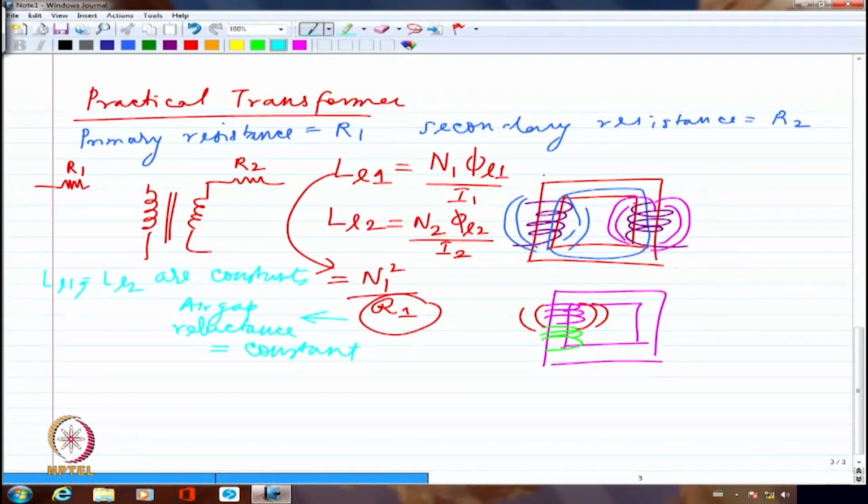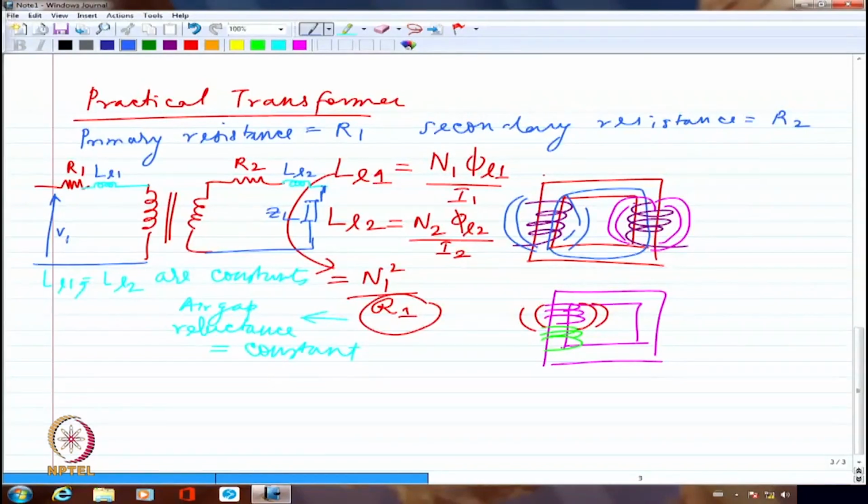So they can be represented as inductances which are coming in series with this winding. Similarly, I can put one more inductance in series on the other side. Let me call this as LL1. Let me call this as LL2, right? Now, of course, I'll be applying a voltage V1 here. And I will be connecting a load ZL here.